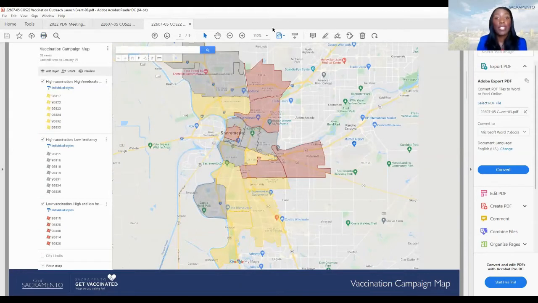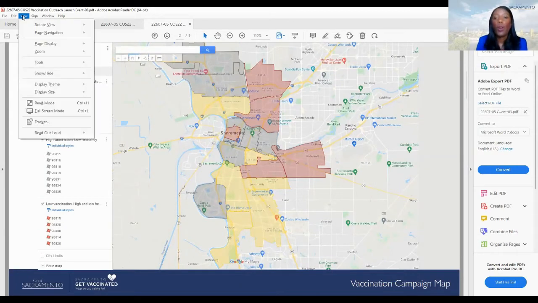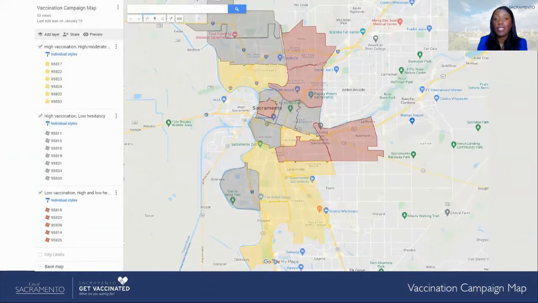Data shows us that vaccination rates in the City of Sacramento really vary by zip code. The map on the screen shows us zip codes with low vaccination rates and high hesitation rates, which are outlined in red. And then we also have zip codes with higher vaccination rates, but moderate or high hesitancy rates. And those are outlined in yellow. Zip codes with high vaccination rates and low hesitancy rates are outlined in gray.